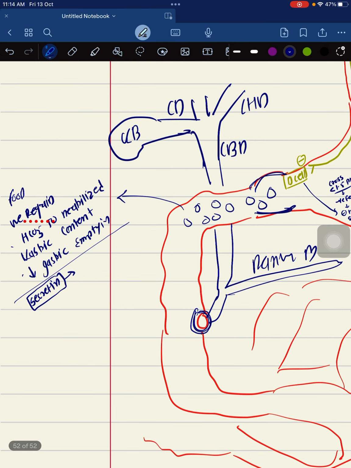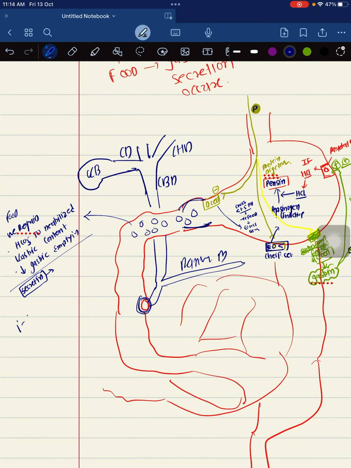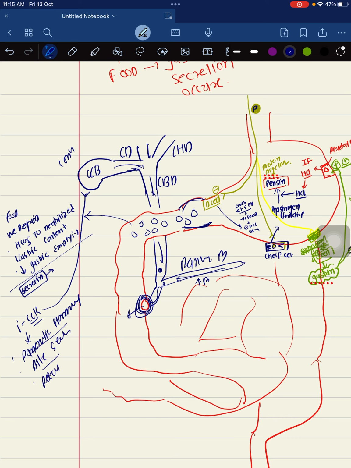Now, secretin, and we also have the I cell, CCK, cholecystokinin, which stimulates contraction of the gallbladder. Bile comes here. Then it increases the pancreatic hormone, releases it, and gives the pancreatic secretion, relaxing the sphincter so that the secretion comes into place.